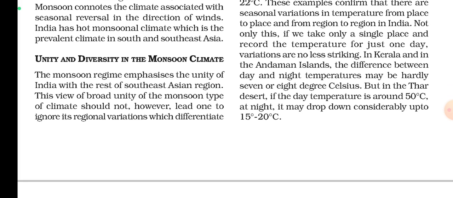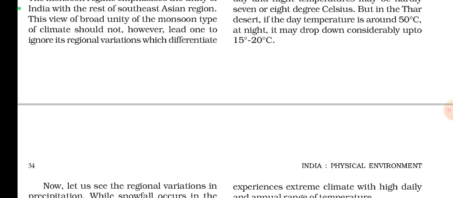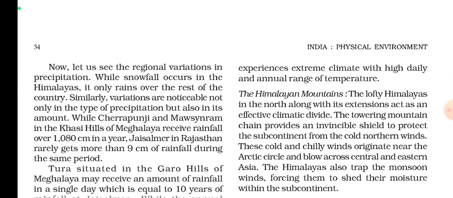These examples confirm that there are seasonal variations in temperature from place to place and from region to region in India. Not only this, if we take only a single place and record the temperature for just one day, variations are no less striking. In Kerala and in the Andaman Islands, the difference between day and night temperatures may be hardly 7 or 8 degrees Celsius. But in the Thar desert, if the day temperature is around 50 degrees Celsius, at night it may drop down considerably to 15 to 20 degrees Celsius.